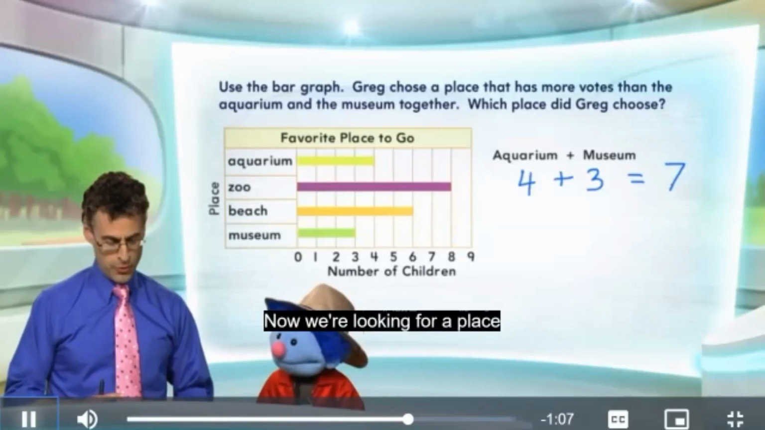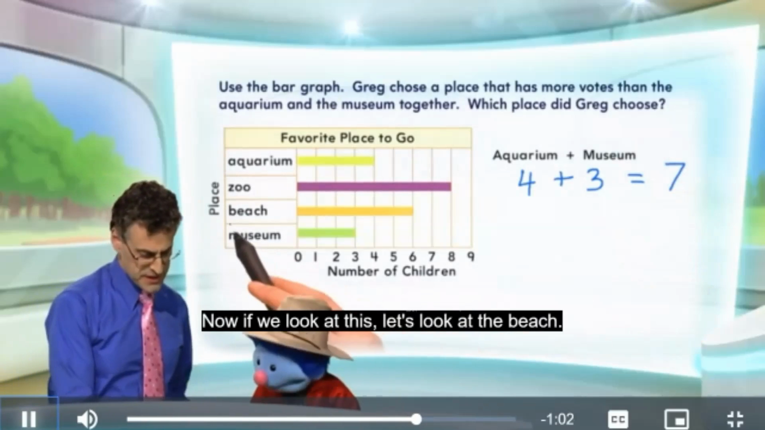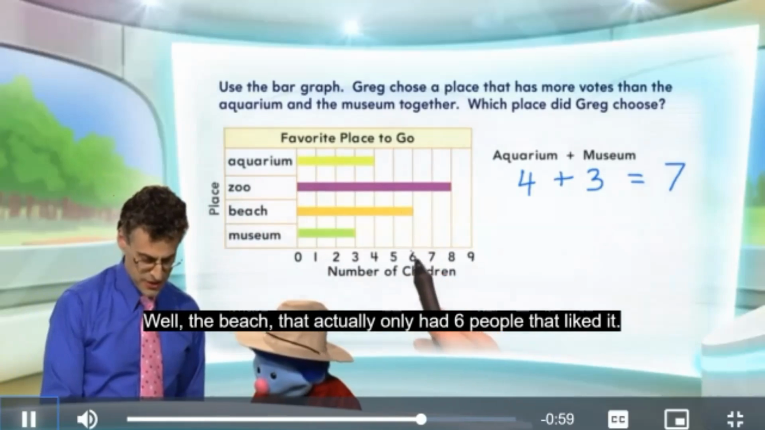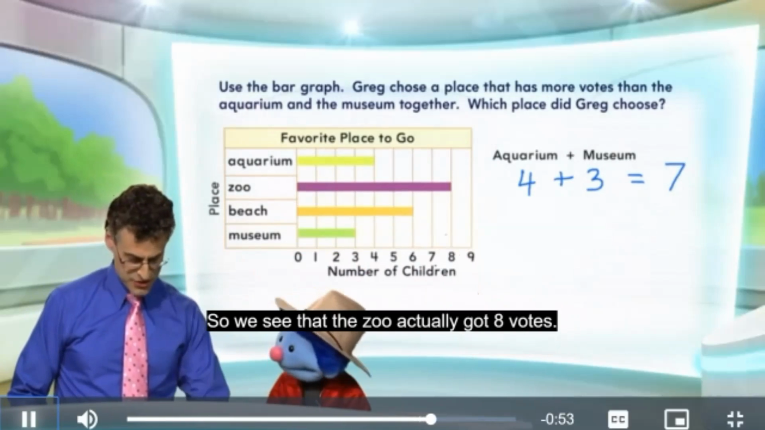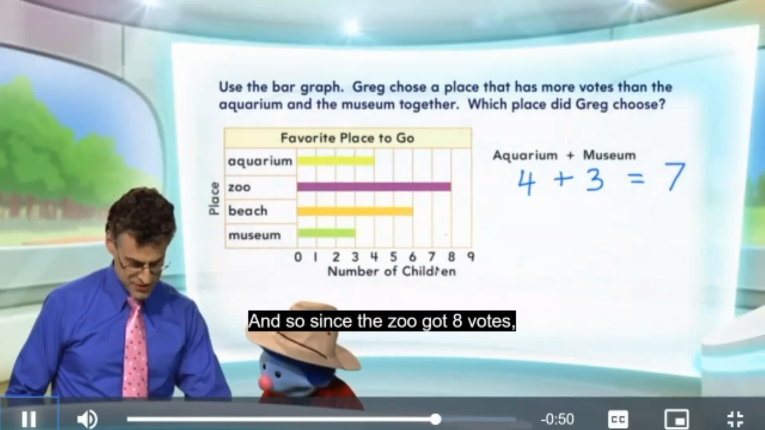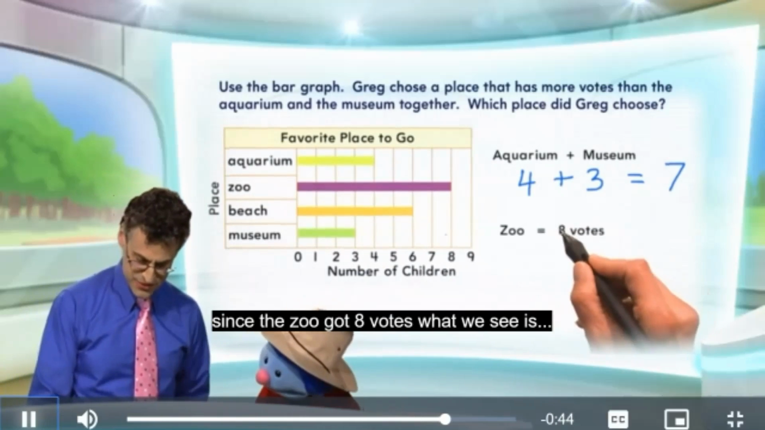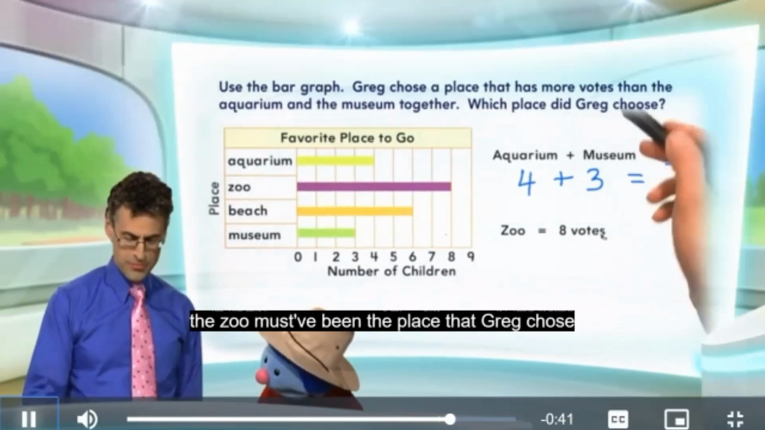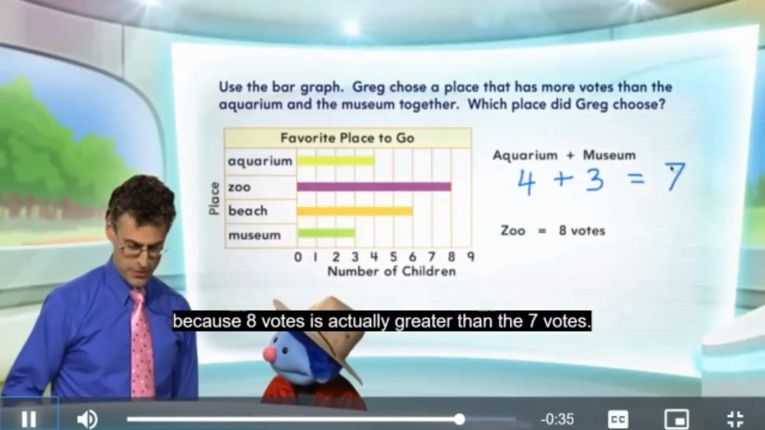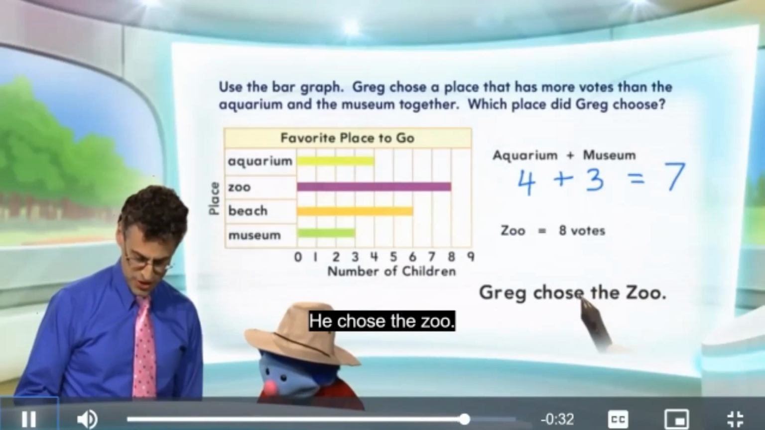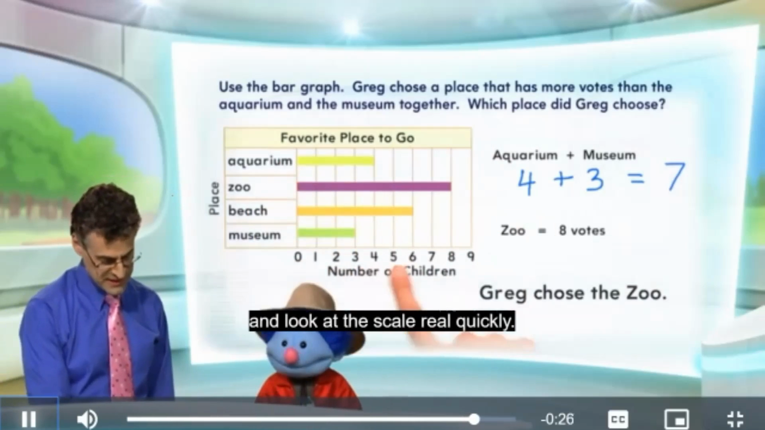Now we're looking for a place which is more popular than 7. Let's look at the beach. The beach only had 6. But the zoo had 8. So we see that the zoo got 8 votes. And so the zoo must have been the place that Greg chose, because 8 votes is greater than the 7 votes. So what did Greg choose? He chose the zoo. And that's the answer. And that's how we read a bar graph and look at the scale real carefully.